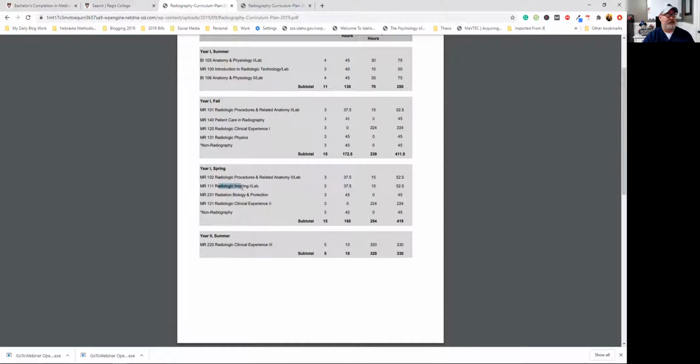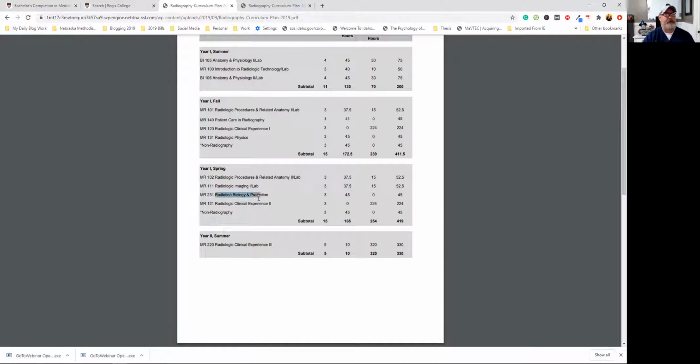And then radiologic imaging and lab, not sure what they're going to do with that one. It's a 111, so it's a little bit more advanced. Maybe it's more of the procedural type stuff, like lumbar punctures and upper GIs and that sort of thing. I'm just not sure, but you can always ask. You can always call the school and ask what it is. Or I saw on that previous page course descriptions, so you could go through that if you want to know exactly what that class is.